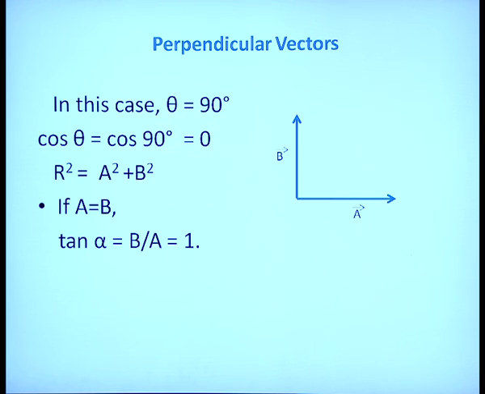Again, in another special case, if we take A equal to B, then tan alpha, the direction of that resultant vector, tan alpha equals B by A, and that is equal to 1 because B and A are equal. So, if tan alpha equals 1, that means alpha equals 45 degrees, hence the resultant will make an angle of 45 degrees with the vector A. This is all about addition of vectors.